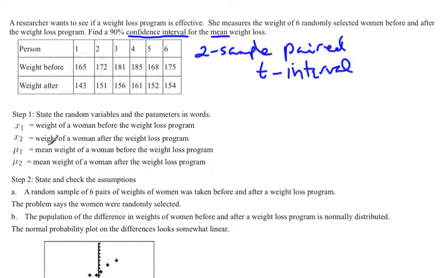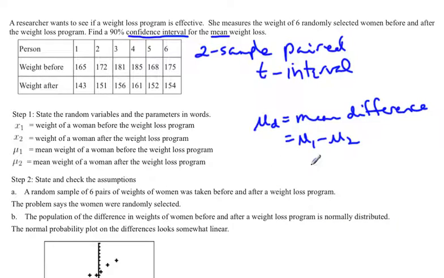Then since we are doing mean weight, we would have the mean weight of a woman before the weight loss program and a mean weight of a woman after the weight loss program. If X1 is before, then mu1 would be before, and X2 is after, mu2 is after. Since this is a paired test, we actually are looking at the mean difference, which is not technically, but can be thought of as mu1 minus mu2.